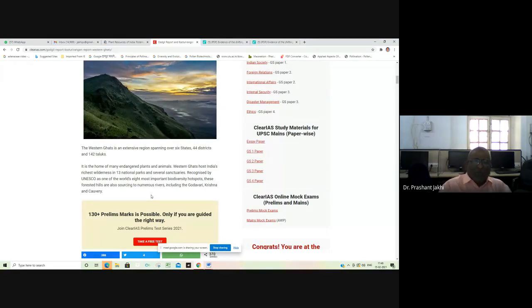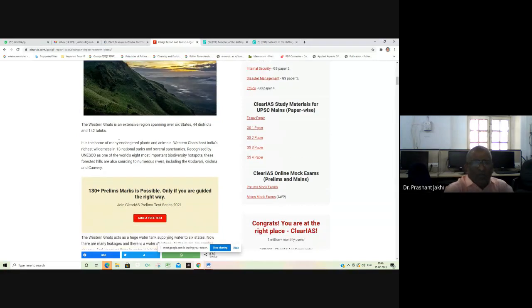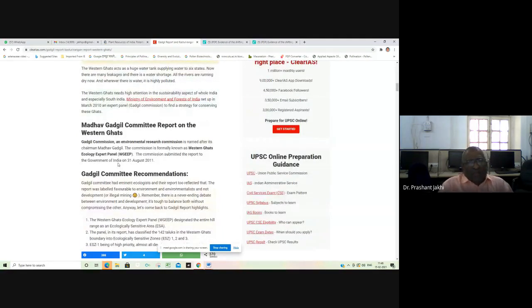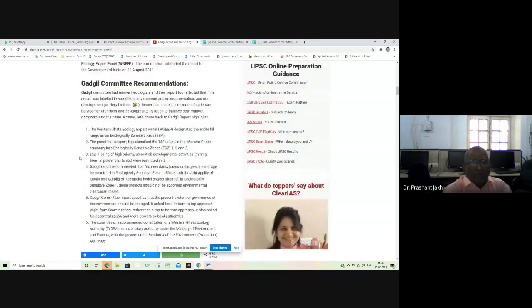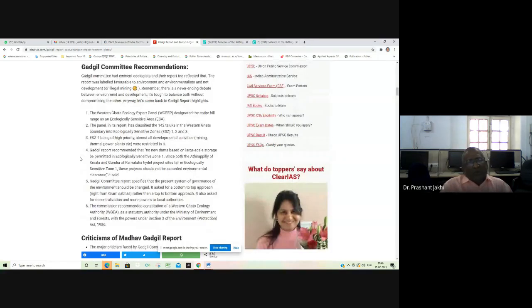I think you are well aware of the Western Ghat, and regarding this Western Ghat, two important committees were formed. Let us have an idea regarding the report or recommendations of the Professor Gadgil committee. The Western Ghat Ecology Expert Panel designated the entire hill range as an ecologically sensitive area. It was declared an ecologically sensitive area. The panel in its report has classified 142 taluka in the Western Ghat boundary into ecologically sensitive zones.